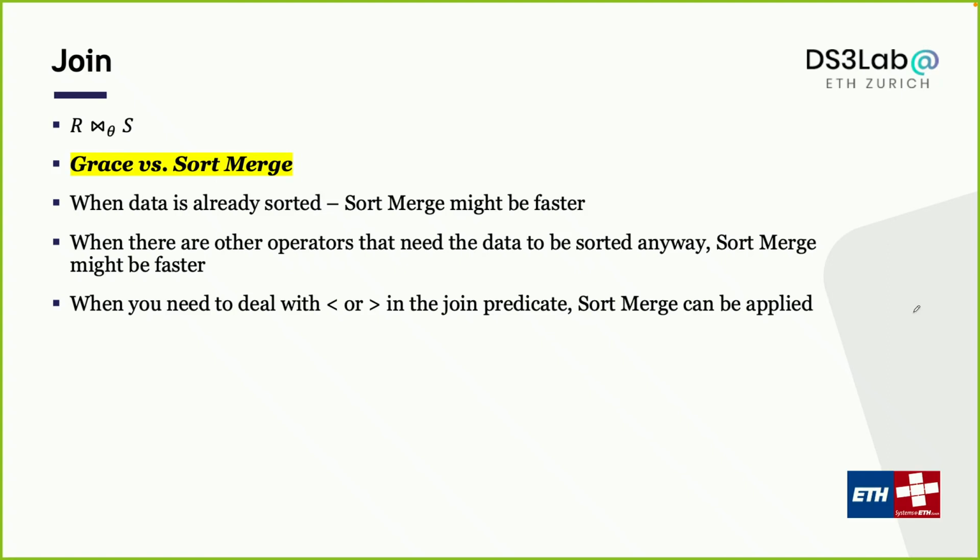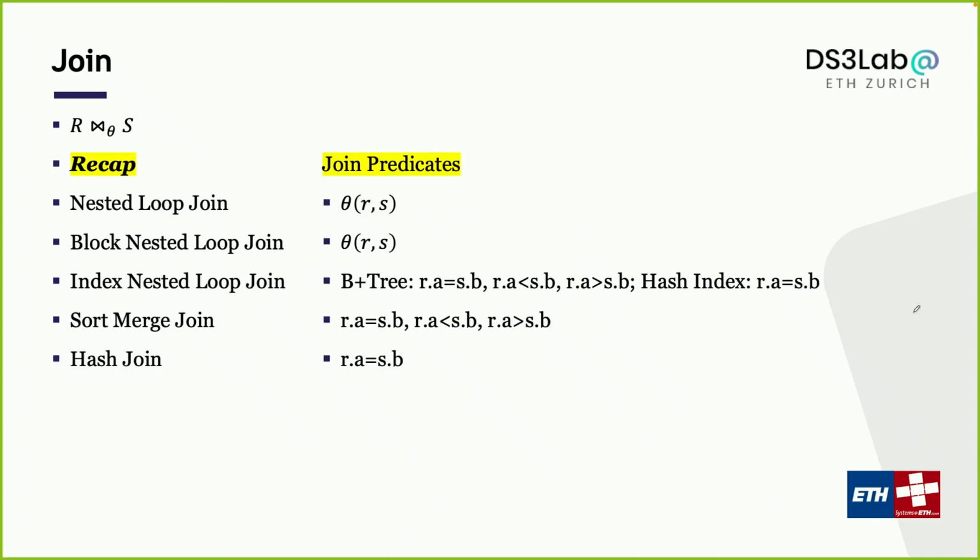For the sort-merge join, you can do more. You can do A larger than B, something like that in your join condition. So there are a whole bunch of things you can do. Essentially, you put all those together, right? So you have a cost model.